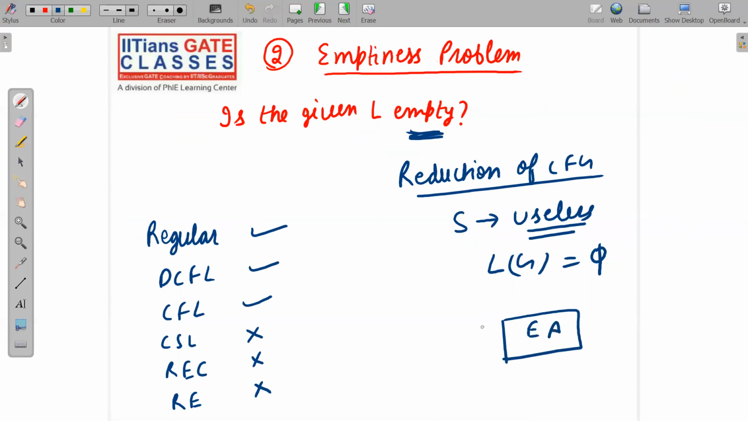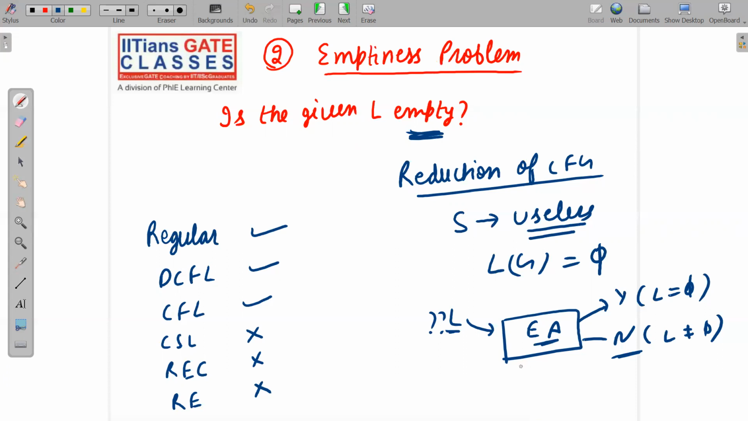Emptiness algorithm: you are giving L, or directly I'm giving L, and it will say yes or no. Yes means L is empty, and no means L is not empty, or L contains some string. For a no answer, it is obvious you may give the language directly. But if the language is empty, how will you give this language? There is no string in that language. So how will you give nothing to an algorithm? For that, I will give a representation.